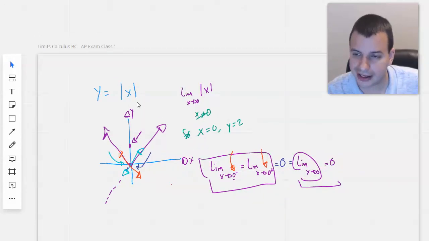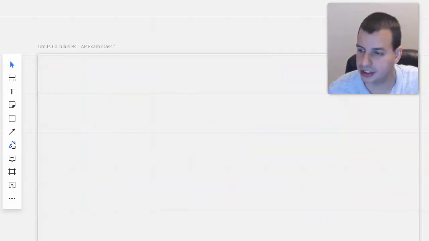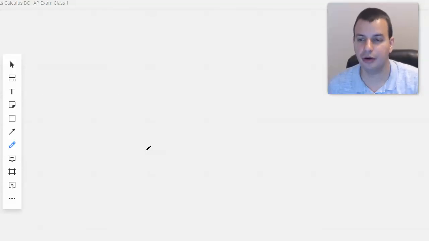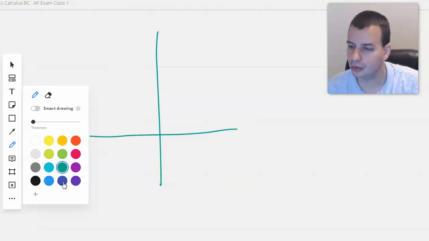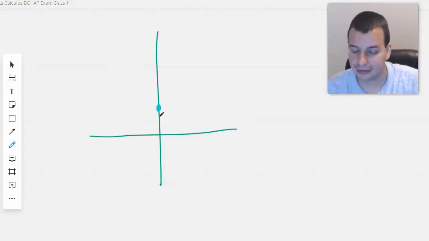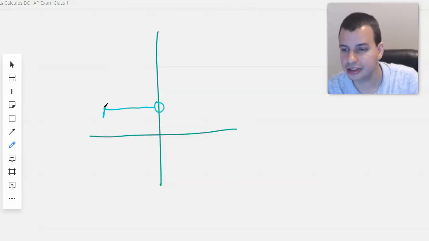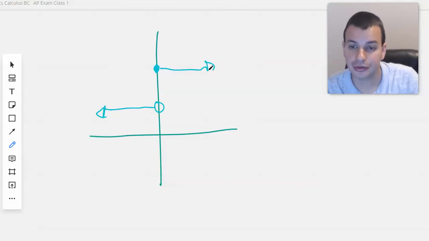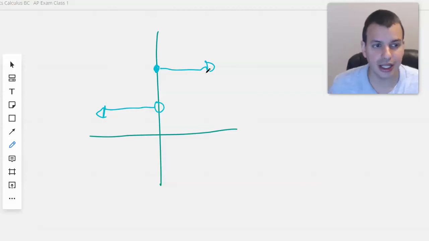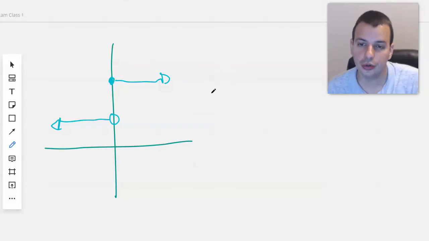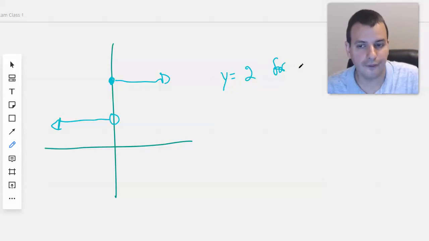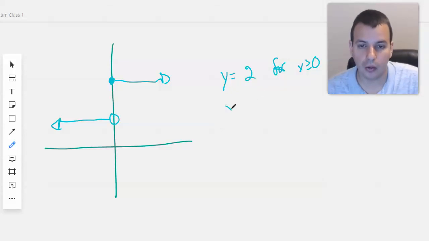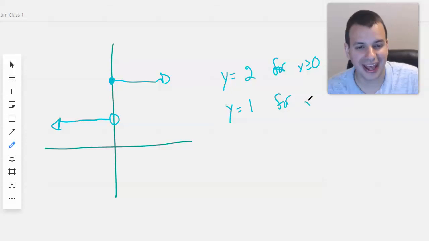So let's look at another example. All right, one more example, kind of to drive the whole idea home. So we have a graph, kind of like this. So we'll go like this, and we'll go like that. The dot with a hole in it that's empty means no value there. The hole that's filled up means there is a value there. And so we'll say that y equals 2 for x greater than or equal to 0. Y equals 1 for x less than 0.